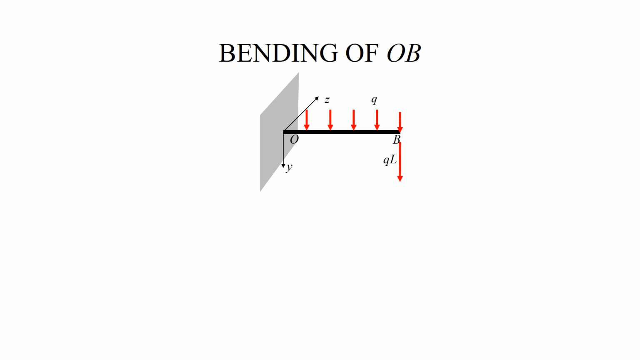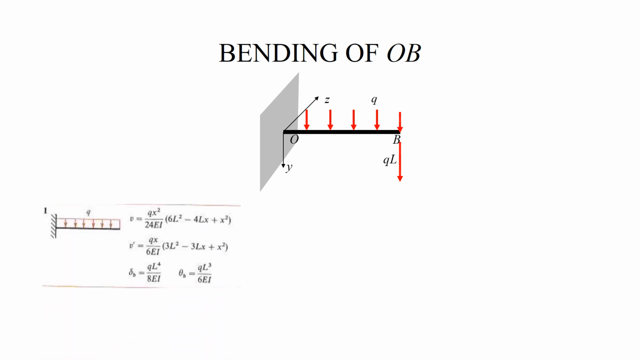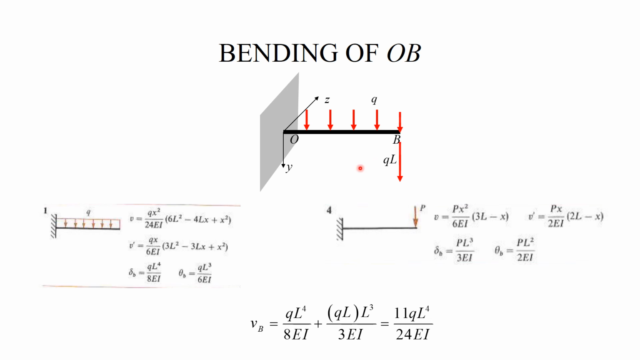So for bending, we have two loads. The first table comes for Q, the second table comes for the force at the tip, and if we use superposition, we could see immediately that the displacement at B downward, this part comes from this table, and this part comes from this table, where of course P is replaced with QL.